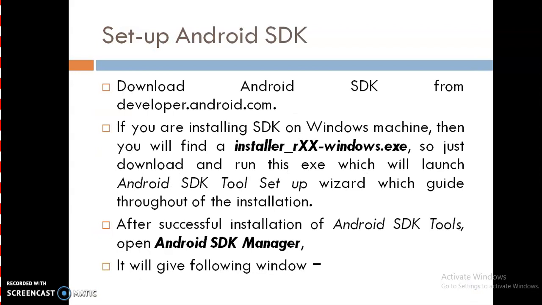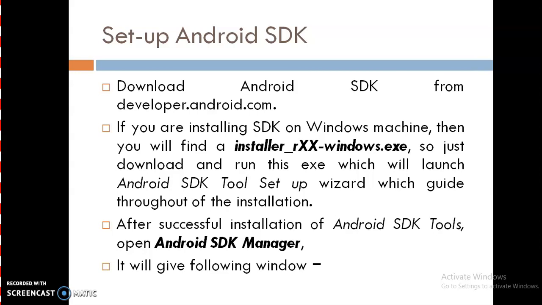Now first, setup of Android SDK. Download Android SDK from developer.android.com and then find the installer_r2x-windows.exe of the particular bit version. Download it and run this exe, which will launch the Android SDK tools setup wizard, which guides you throughout the installation.